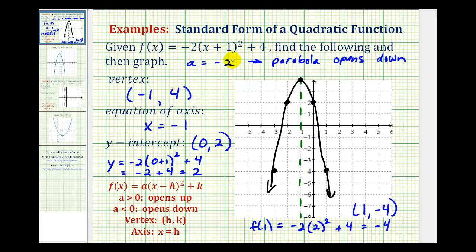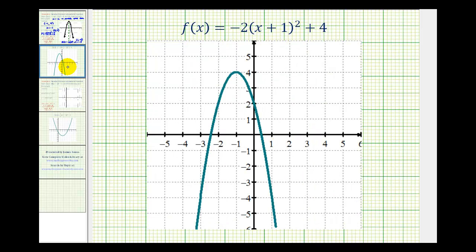And of course, to verify this, we could graph this using software, which I've done here just to verify our answer. Now the scale is a little bit different on this coordinate plane, but the graph is the same as the graph we had on the previous screen.